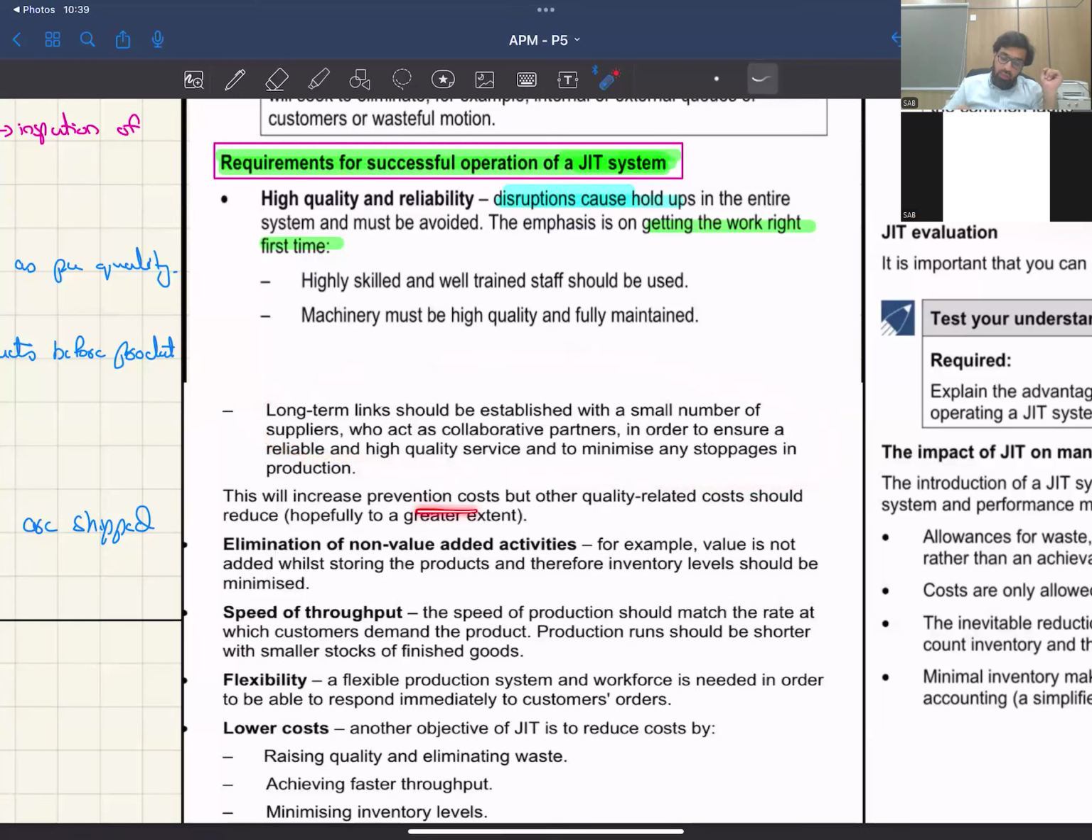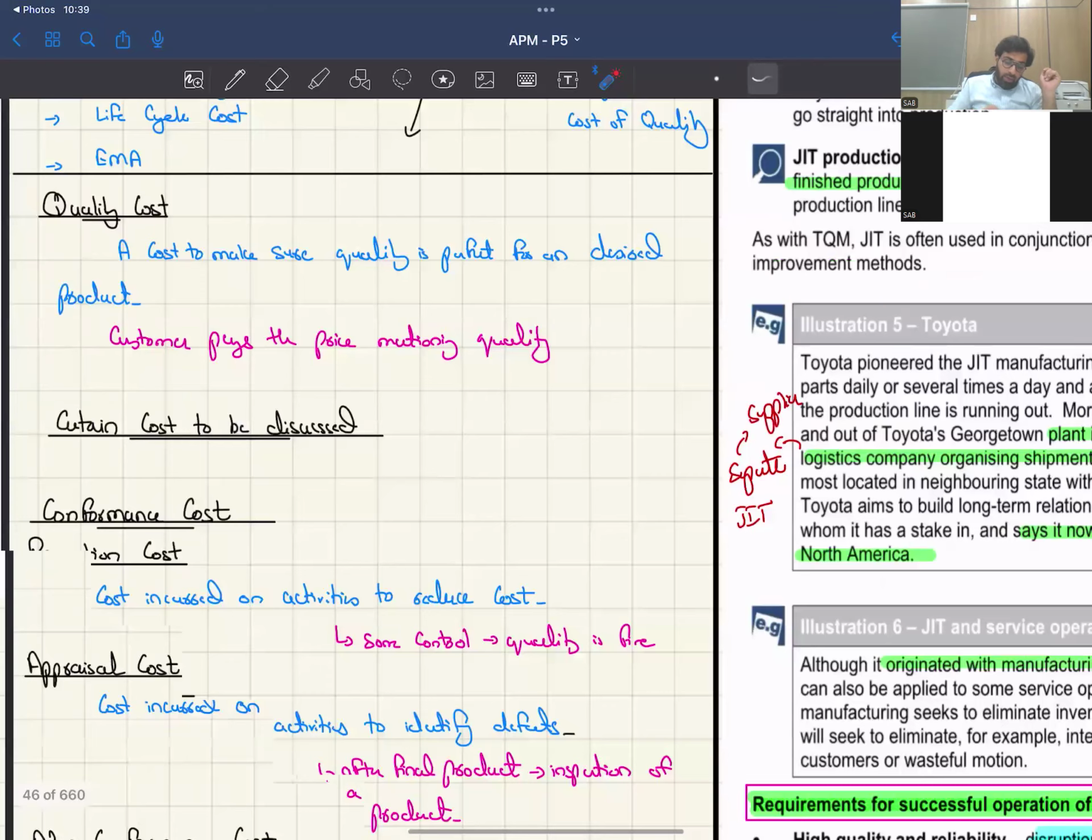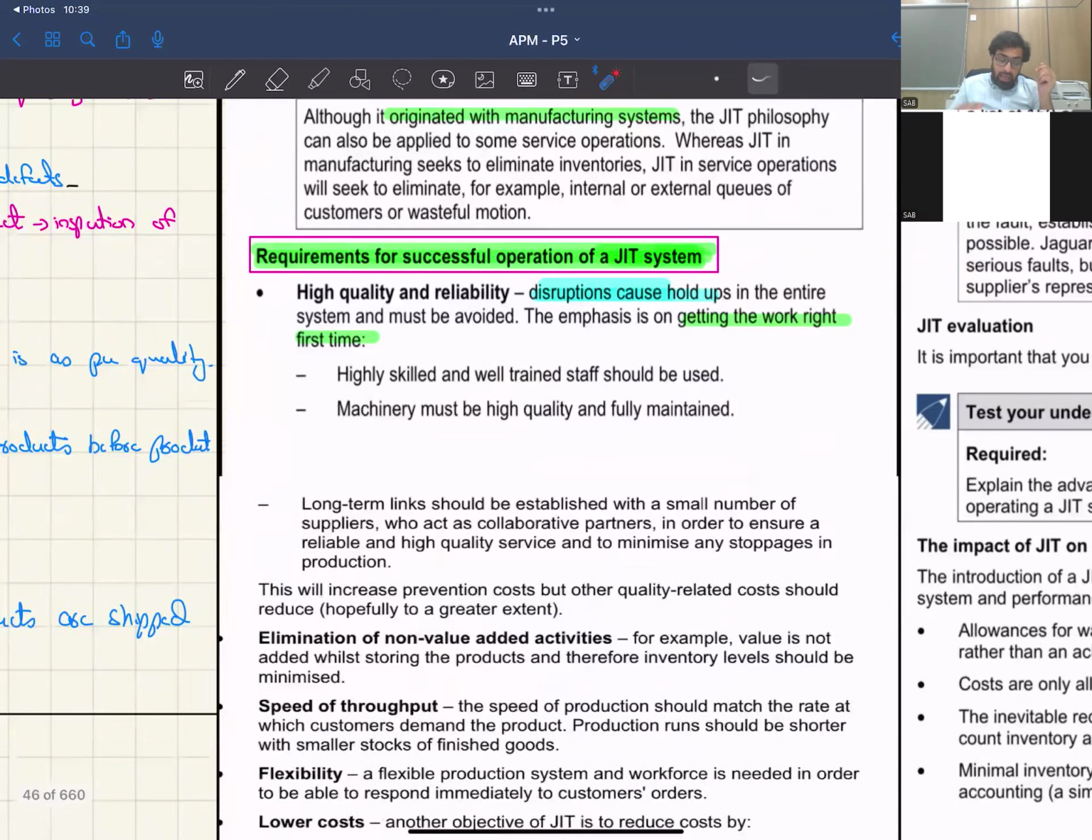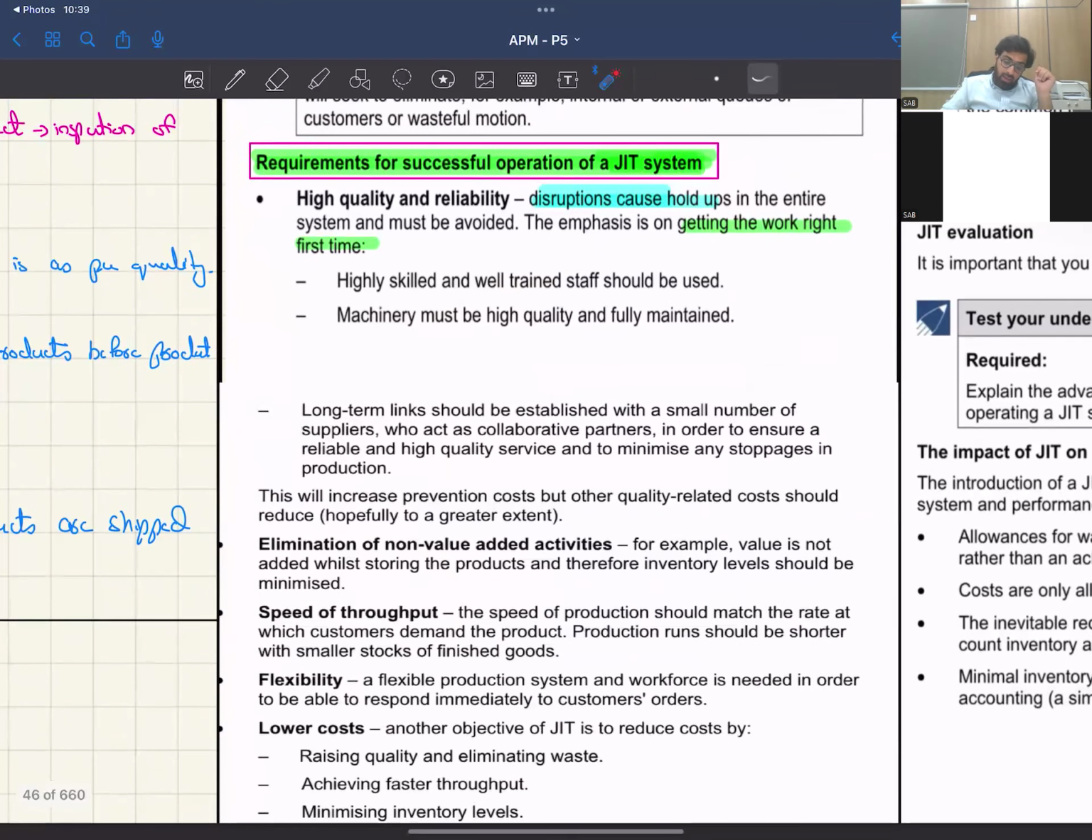This will increase prevention costs, but other quality related costs should reduce. Because of this, the prevention cost will be increased, because you have onboarded many suppliers and you are dealing with many quality providers, but again, through this, the quality would be ensured. Did you guys get my point?